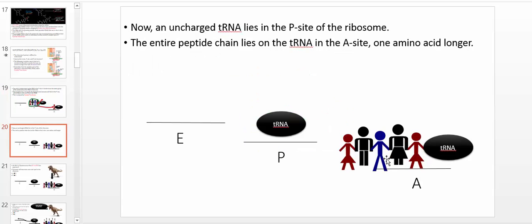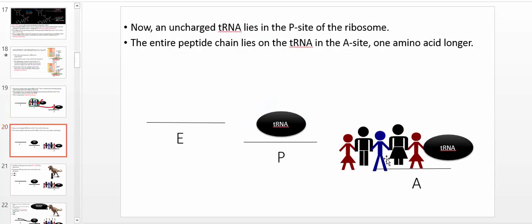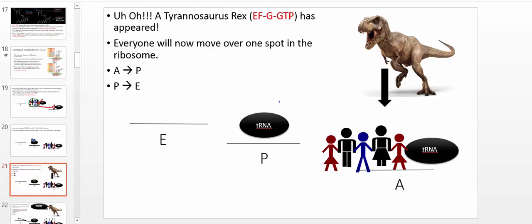And again, the nice thing is you can rewind it. So we go from this to this. Now the whole polypeptide chain is on the tRNA in the A site, and we have this free tRNA in the peptidyl site, or the P site. Now a Tyrannosaurus rex, EFG-GTP, has appeared. So this is EFG-GTP. That's the Tyrannosaurus rex. And everyone will now move over one spot in the ribosome.